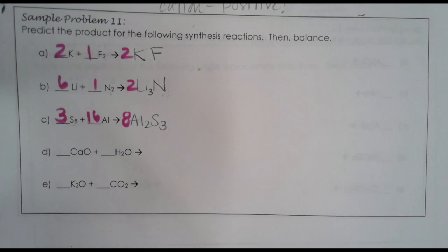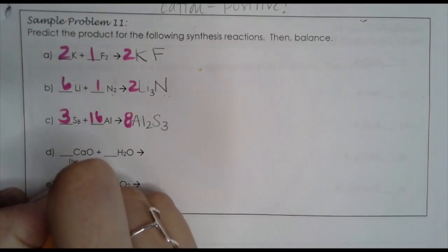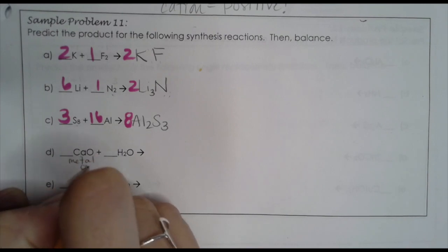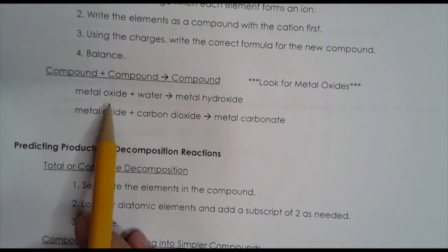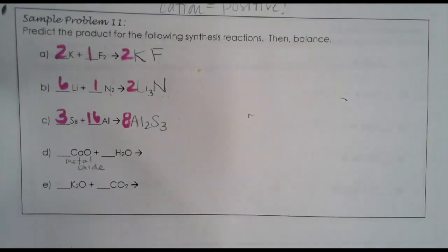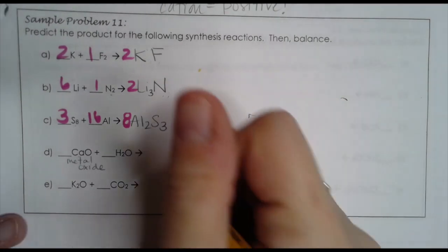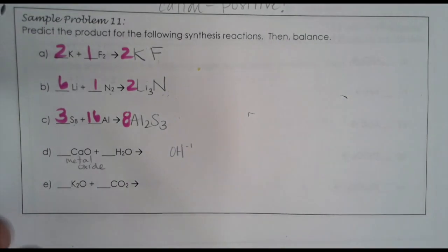These next two are a little bit different. In this case, you'll notice I don't have two elements that are combining, but I have two compounds. This is my metal oxide, and I'm bonding that to water. If I look back at my chart, a metal oxide that reacts with water will yield a metal hydroxide. And hydroxide, if you look on that list of common ions, is OH with a -1 charge. So I have to combine the metal with the hydroxide ion.